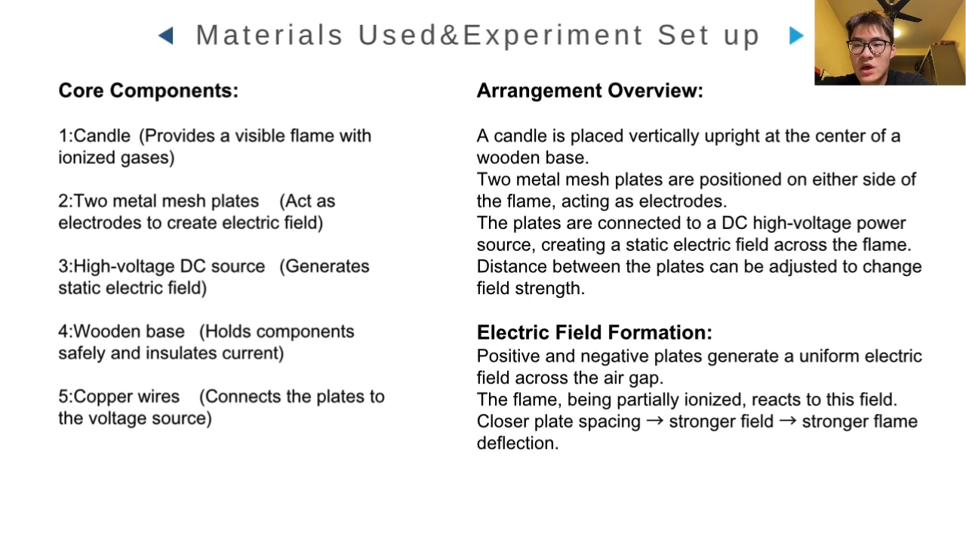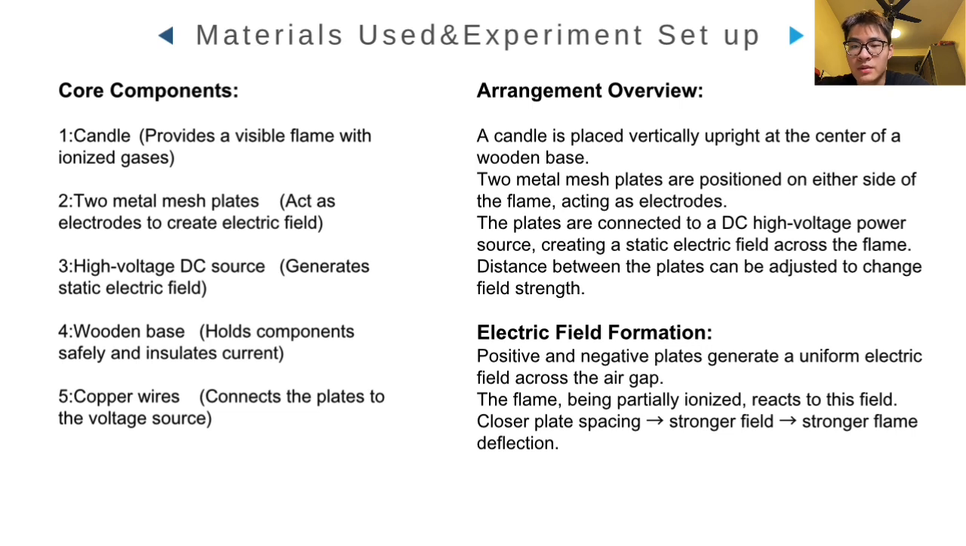To test this, we use 5 main components. The first is a candle for the visible ionized flame. The second is 2 metal mesh plates, acting as the electrodes to create the electric field. The third is a high voltage DC source, generating the static electric field. The fourth is a wooden base to hold everything safely and insulate the current. And the last one is copper wire, connecting the plates to the voltage source.